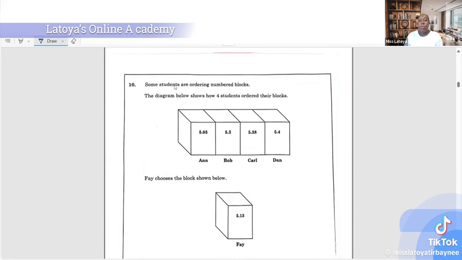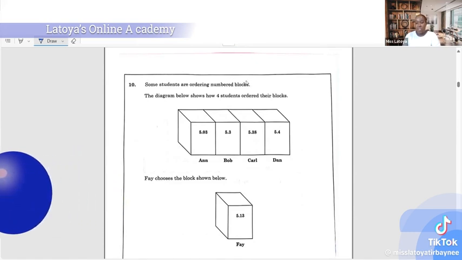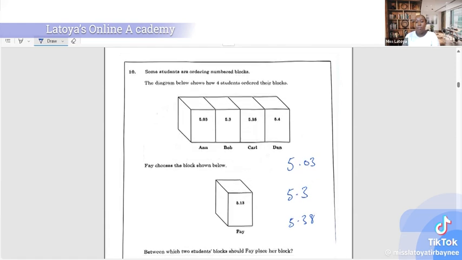Question 10, some students are ordering numbered blocks. So bear in mind, they are ordering the numbers. The diagram below shows how 4 students ordered their blocks. We have Anne, Bob, Carl, Dan. Faith chooses the block shown below, 5.13. Where would she have to place it? It's decimals and they're ordering it. So let's take a look at what we have. We have 5.03, 5.3, 5.38, 5.4.